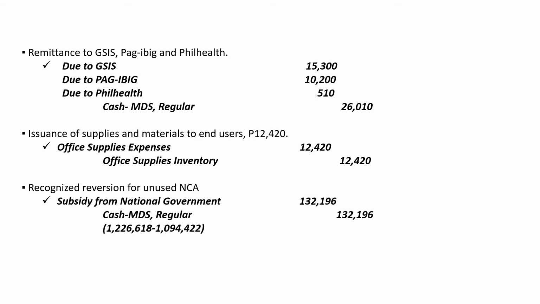So, i-reverse lang natin yung receipt of NCA natin. So, kung pag-receive natin ng NCA, we debit cash MDS regular credit subsidy from national government, ibabaliktad lang natin. So, we debit subsidy from national government, credit cash MDS regular. So, the question is how much? Okay, so we received cash MDS regular NCA for 1,200,000 and 26,618. So, that would be a total of 1,226,618.